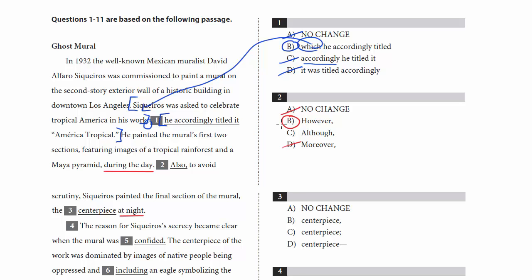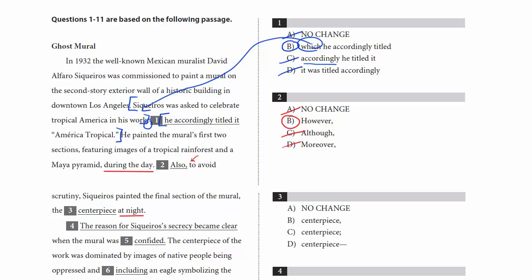However, the problem with although is you can't use although to start a sentence with a comma like you can these other words. Although is a subordinating conjunction, so you would have to start the sentence without the comma, and you would need a verb in this opening phrase as well, because you can't say, although to avoid scrutiny, Siqueiros painted the final section. That doesn't work. You would need a verb in this opening part of the sentence, something like, although he wanted to avoid scrutiny, or something like that. Even that wouldn't really make any sense. The only one that makes sense here is B, because it shows the contrast of he did this during the day, however, to avoid scrutiny, he did this other thing during the night.